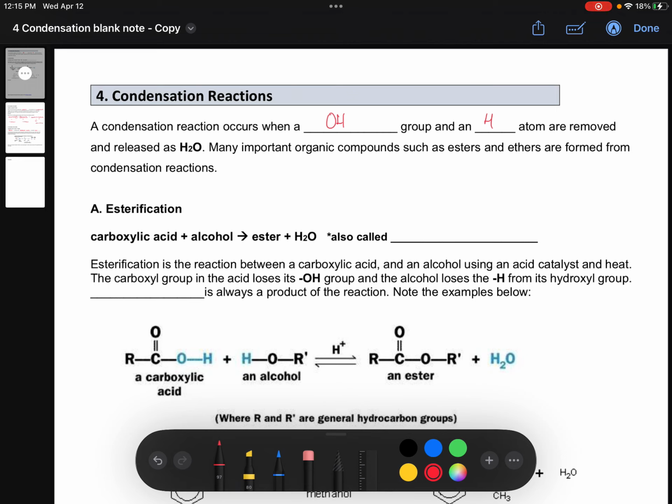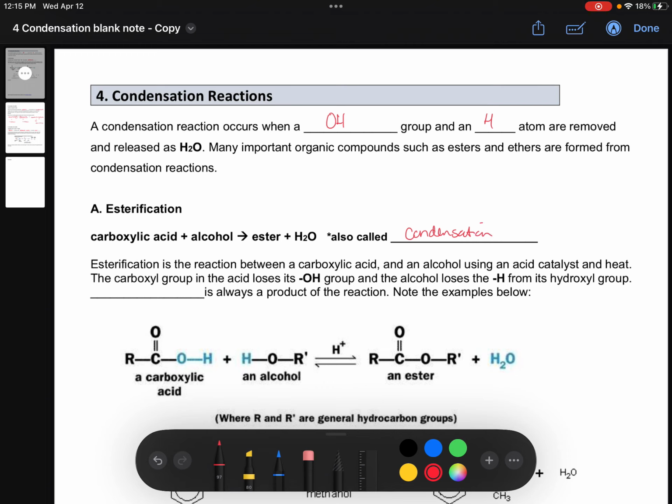So first off is esterification. We looked at forming esters previously, and we said that esters can go through a reverse process of esterification, and that's where this is now. We have a carboxylic acid and an alcohol, and it reacts to produce an ester and H2O. This is also known as a condensation, which is what we're looking at now.